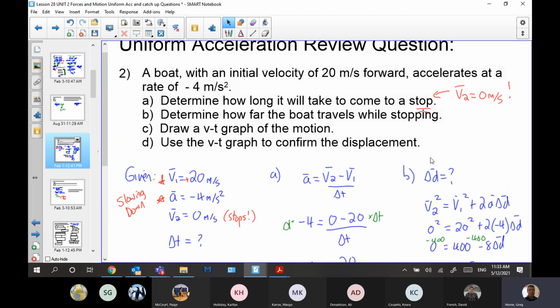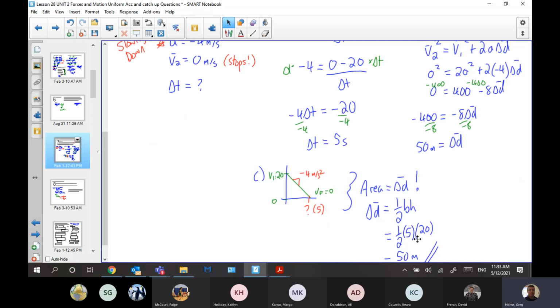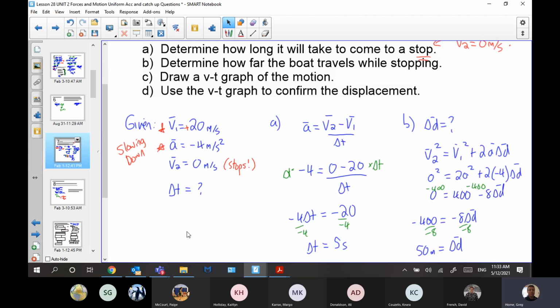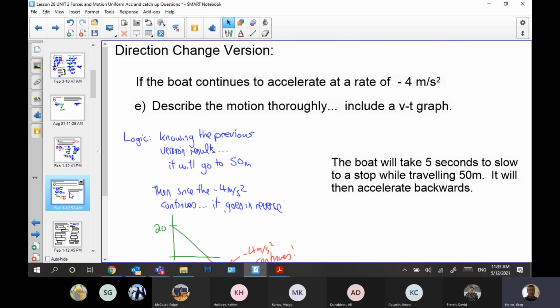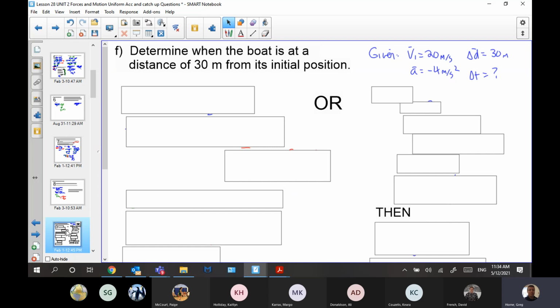And then you can choose from the equation sheet this equation to figure out the displacement and so on. The v-t graph is still good for understanding and communicating, so that's why it's asked there. And even confirm, as a review question, the area for the displacement. And then the idea of continuing to go in the other direction, just to remind you that all this stuff exists.